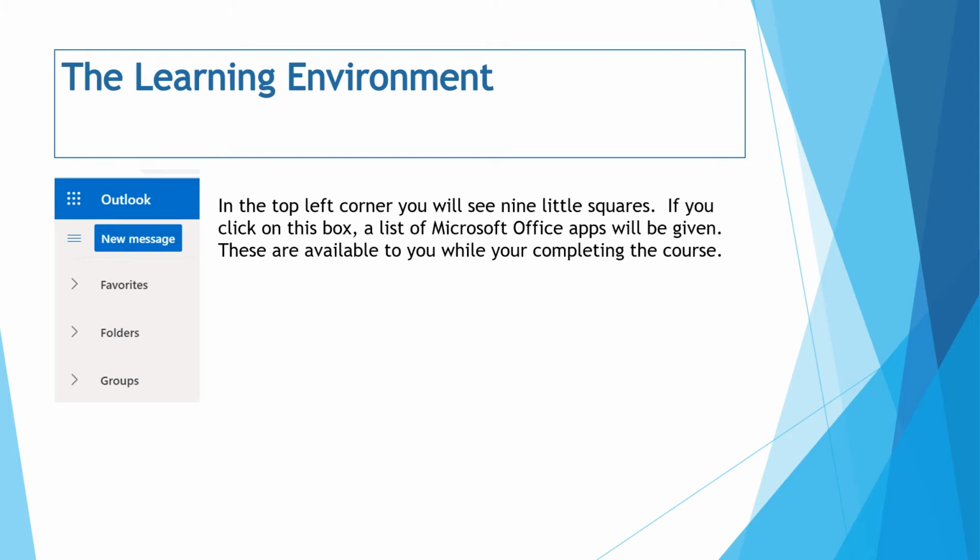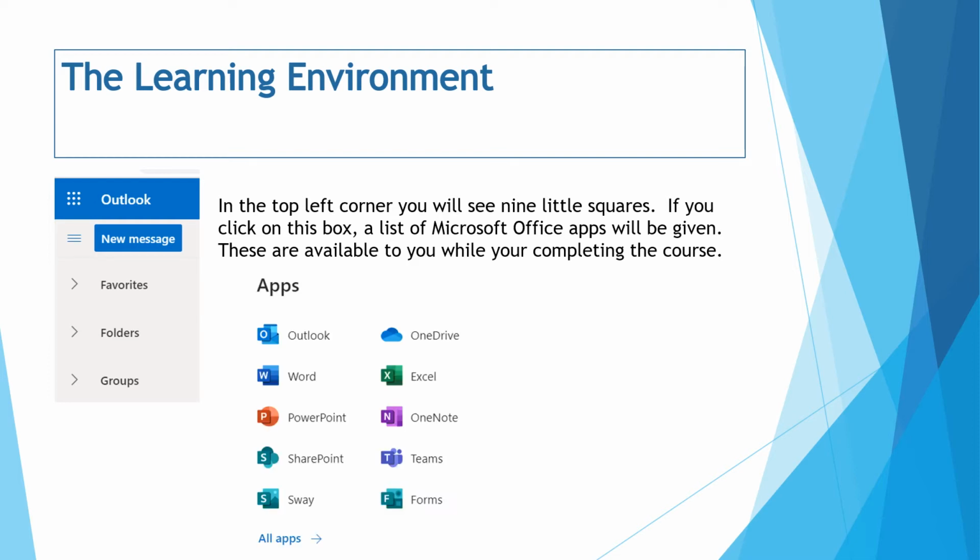In the top left corner of the Outlook Open box, you will see 9 little squares. If you click on this box of little squares, a list of Microsoft Office apps will be given. These are available to you while you're completing your course. You have access to Microsoft Word, Microsoft Excel, PowerPoint, and much more.